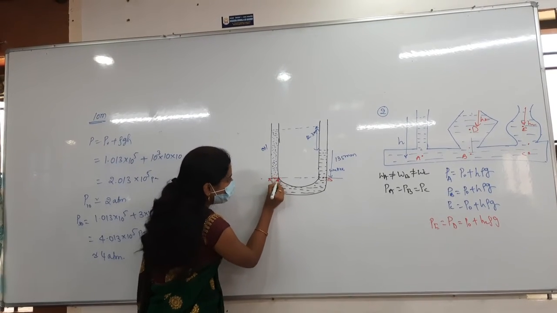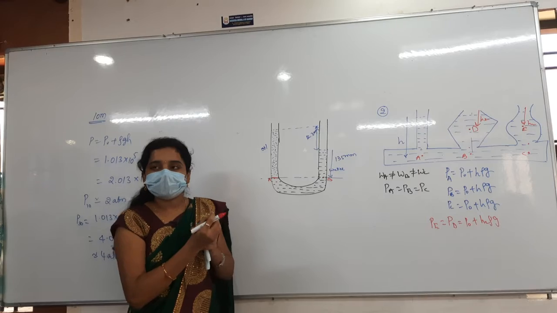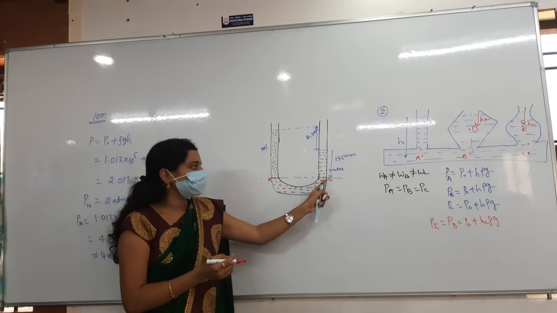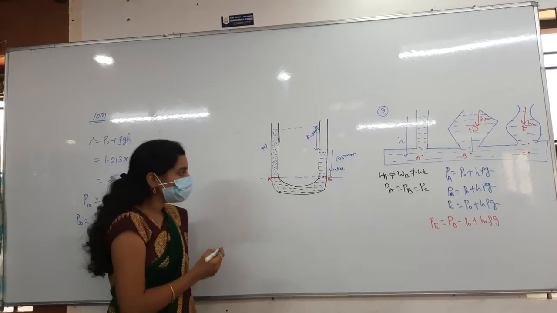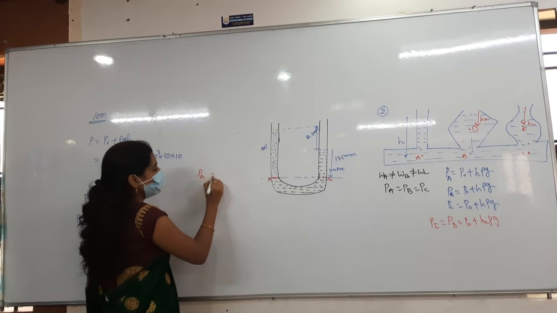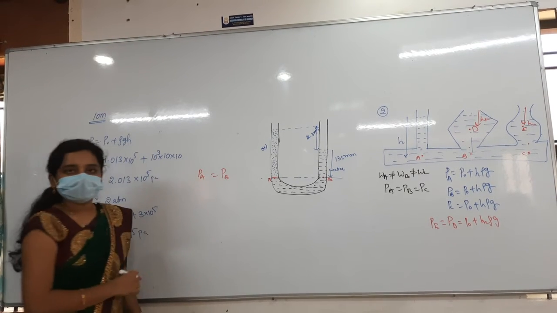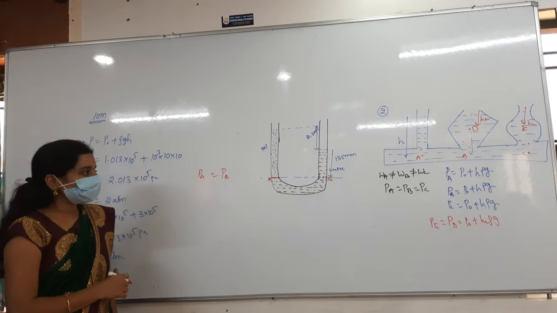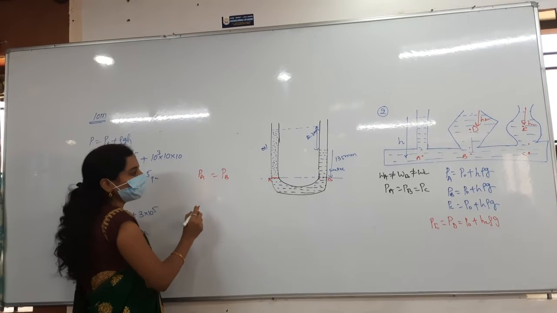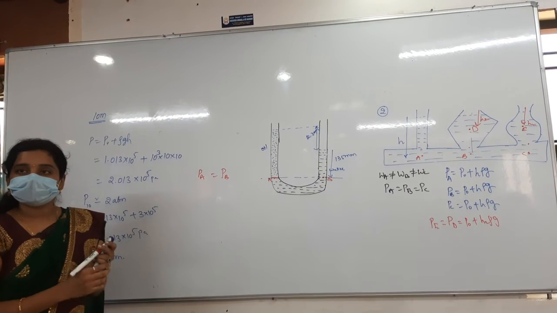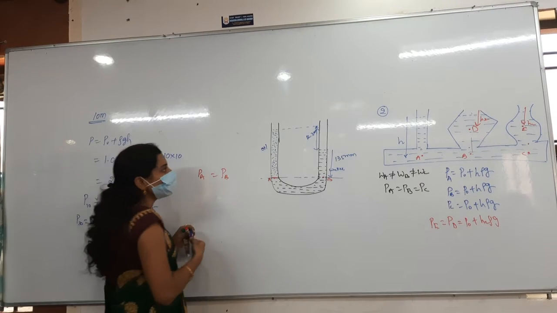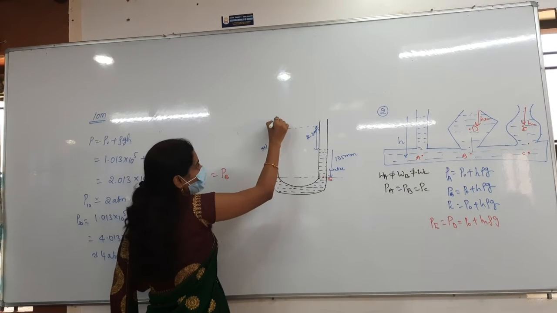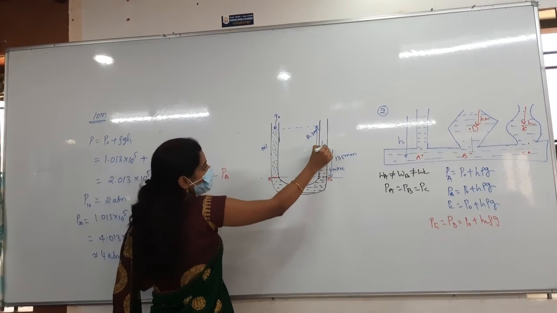See here, till here oil is finished. Inside of the water I am taking point A and then inside of the water only I am taking point B. So can I say that PA is equal to PB? Same level, same pressure will be there. So at PA, what will the pressure be? P naught plus. Here atmospheric pressure is acting. By the way, this is open end. P naught is there. Even here also P naught is acting.